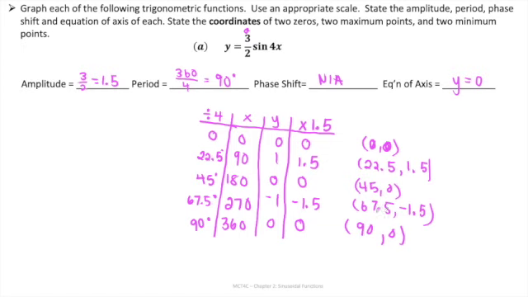Don't round these. I know that it'll be tempting to round those to like 23 degrees and 68. Don't round them in your table of values, okay? Keep them as what you see on your calculator.